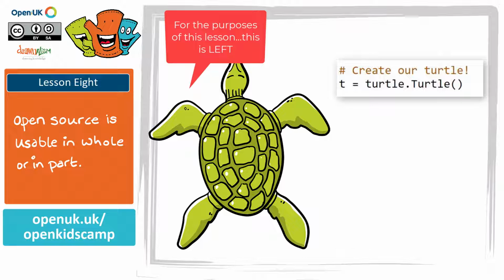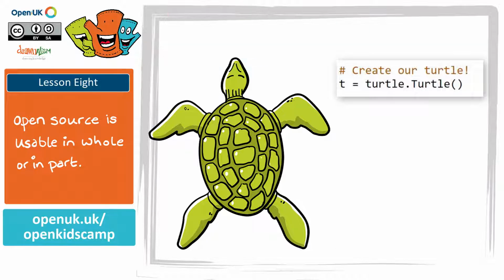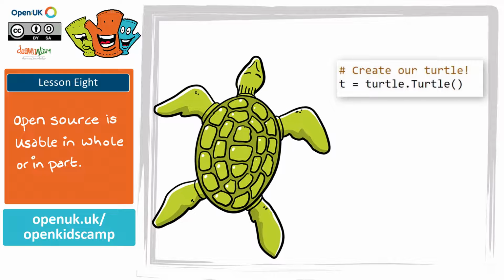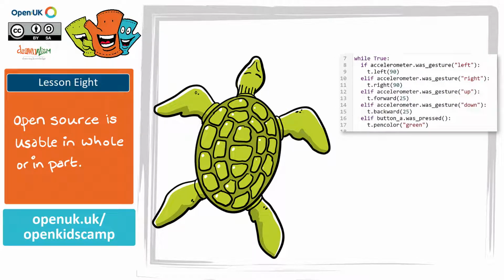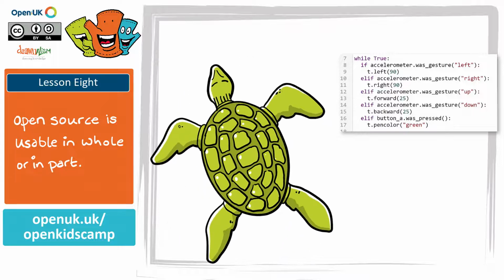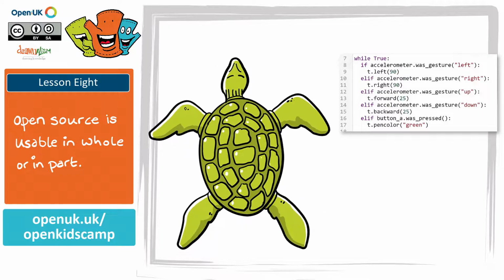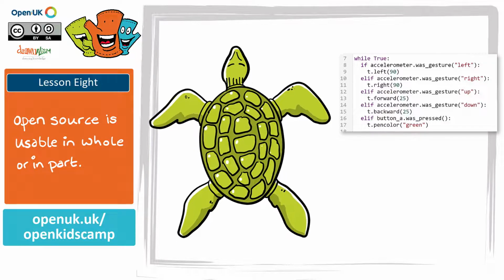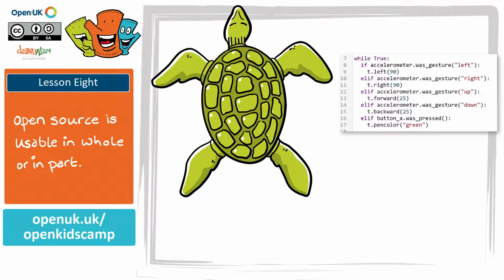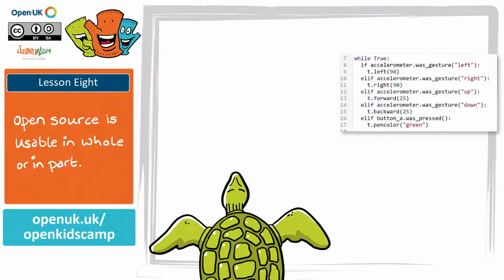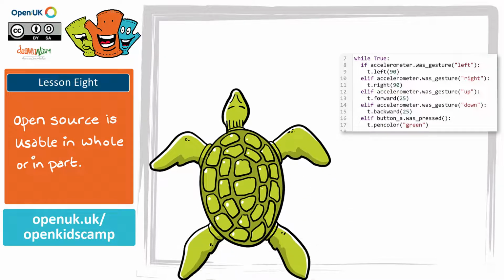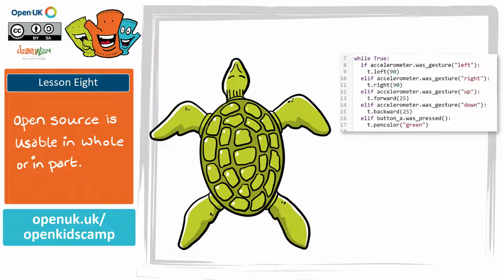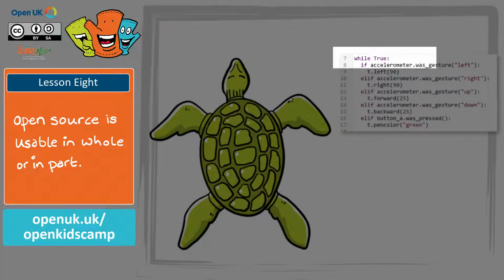Let's think about what we want our program to do. When we tilt the microbit left, let's get our turtle to turn left. And when we tilt right, we'll get our turtle to turn right. When we tilt the microbit up, we'll have our turtle move forwards, and likewise, when we tilt the microbit down, we'll move the turtle backwards. We'll start off by creating a forever loop by writing while true. Don't forget the colon after the word true.